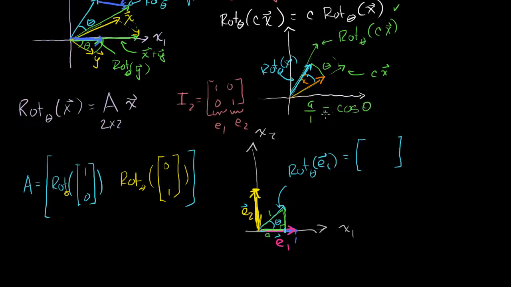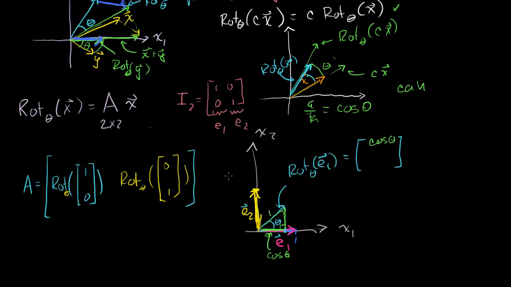Cosine of theta. That comes from SOHCAHTOA. Let me write that. CAH: cosine is adjacent over hypotenuse. And the adjacent side is going to be our new x1 coordinate, right? Well, we can obviously ignore that 1. A divided by 1 is equal to cosine theta, which means that A is equal to cosine theta, which means that this length of our rotated vector is equal to cosine theta. Its horizontal component, or its horizontal coordinate, is equal to cosine of theta.